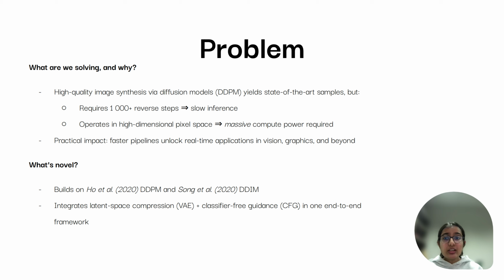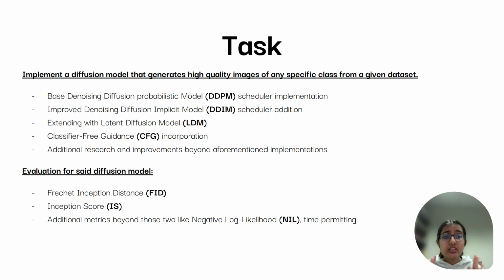So we are trying to create a more practical, faster pipeline that can unlock real time applications in, say, vision and graphics. We are building our work on previous work by Ho et al. and Song et al. on DDPM and DDIM respectively. We are integrating latent space compression and classifier free guidance into one end to end framework with DDPM and DDIM. In a nutshell, the task at hand is to implement a diffusion model that generates high quality images of any specific class from a given dataset.